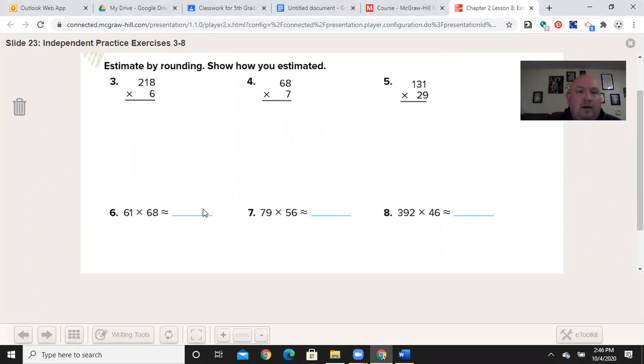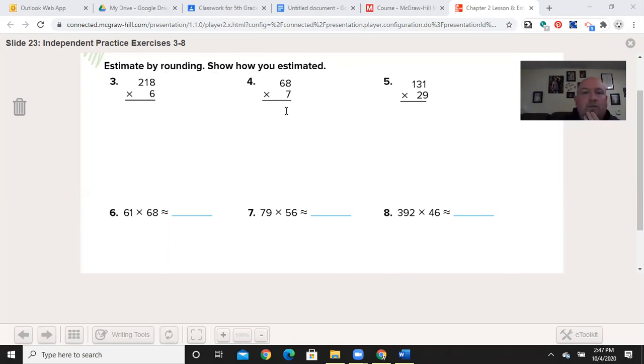I want you to estimate by rounding. Show how you estimated. To do that, let's grab my annotation tool one time. Next to the problem, I want you to write it in. So if I went, I'm going to have to close this for just a second. By rounding, that's going to go to 220 or 200. Which will give me 2,200. And if I go 200 times 10, which is 2,000, I could do that there. So I get a few options here.